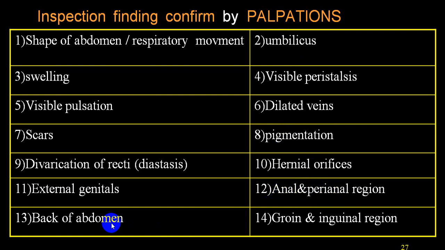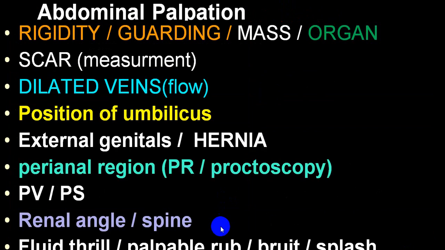And the back of the abdomen, particularly at the renal angle, you can look for costovertebral tenderness, renal angle tenderness, or even swelling, redness, tenderness, signs of inflammation at the renal angle in case of perinephric abscess and pyelonephritis, acute pyelonephritis. You can examine the groin and inguinal region again for undescended testis, any swelling, inguinal hernia, femoral hernia, etc. So all this, whatever you have done on inspection, you can confirm by palpation.